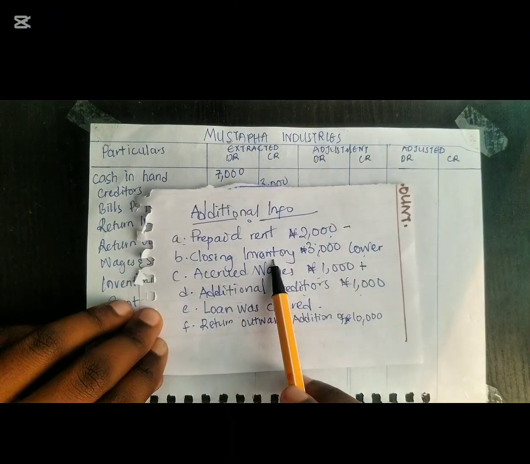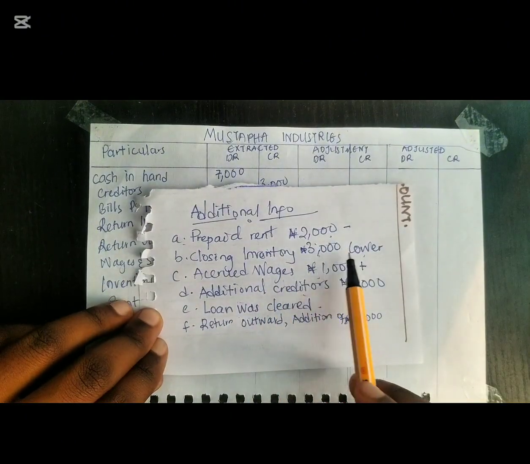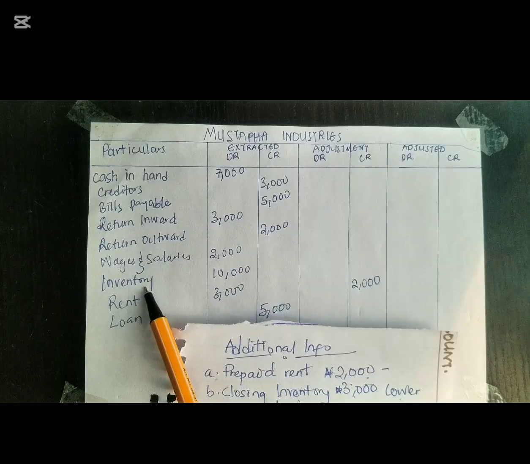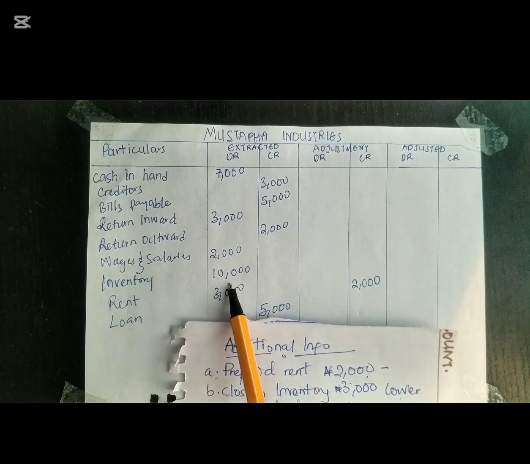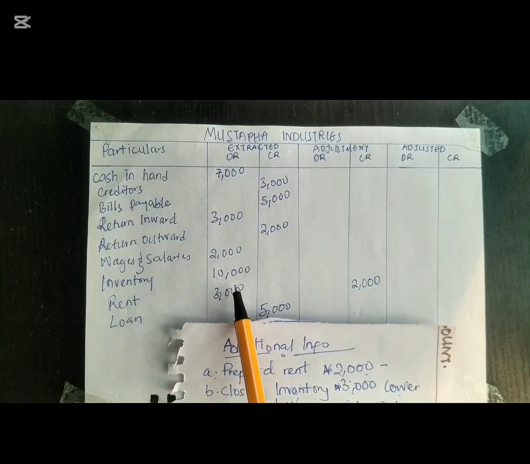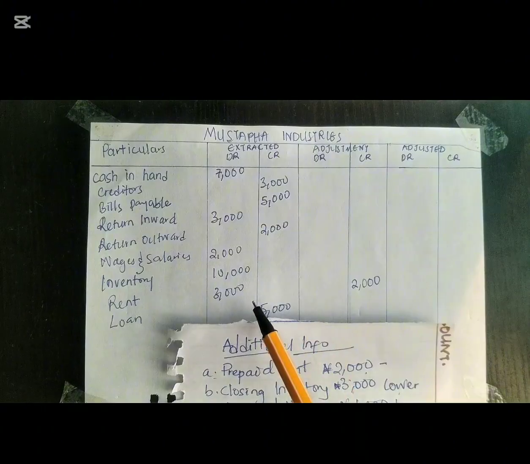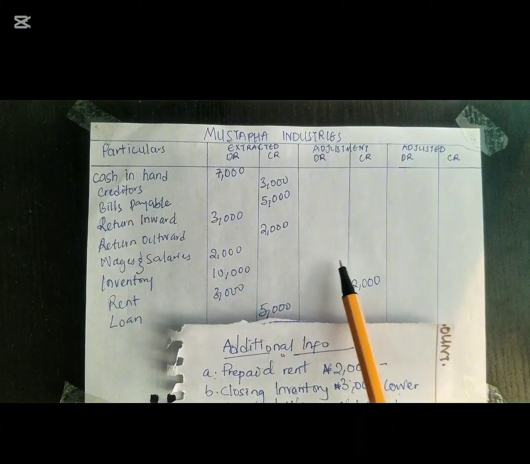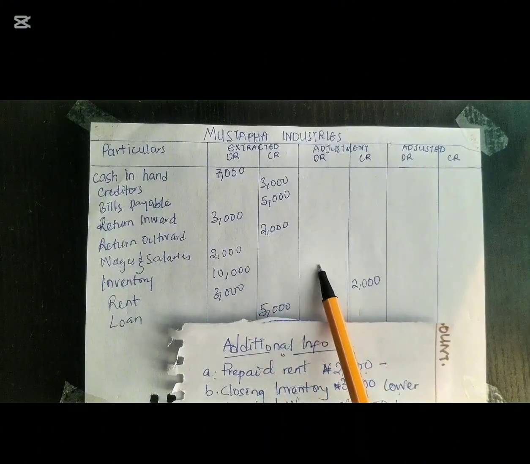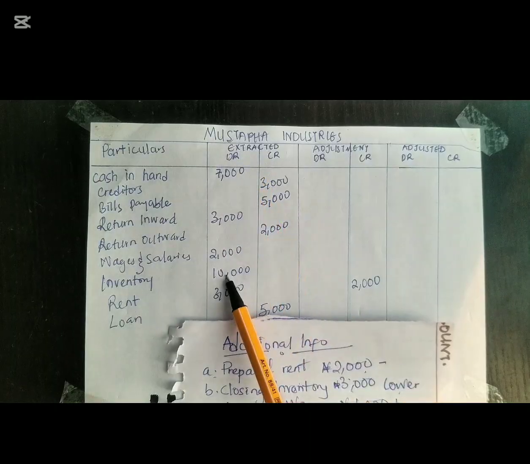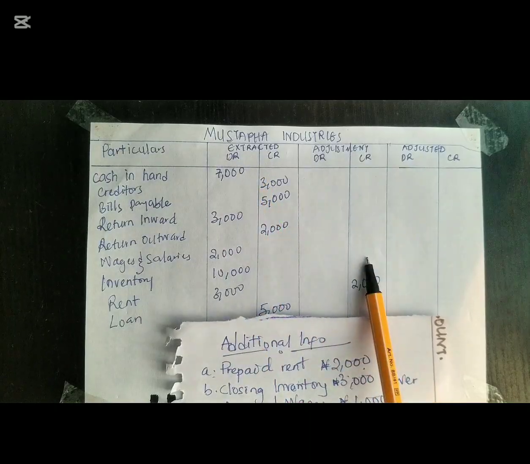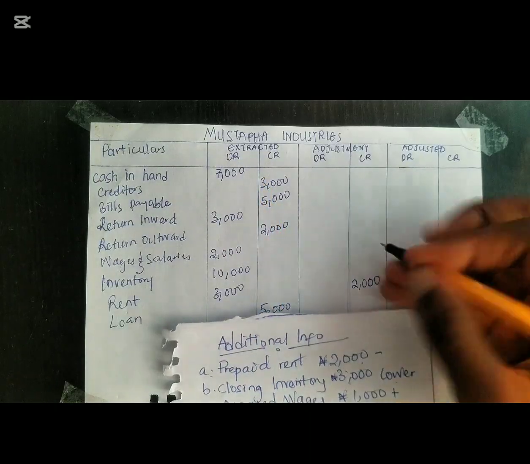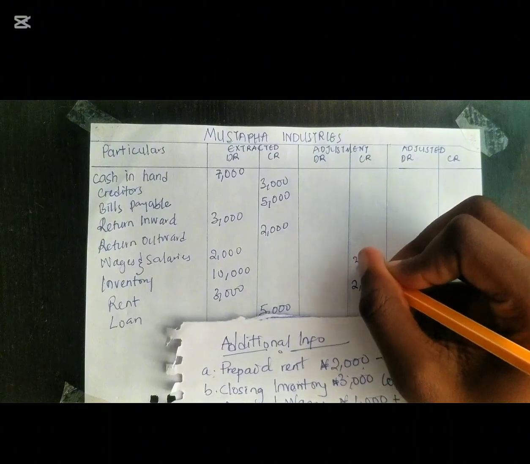Next, closing inventory is 3,000 naira lower. So this closing inventory, this inventory that I said is closing, it's supposed to be what, 3,000 naira lower. So if you put it in this debit side here, that means we are going to be adding 3,000 to this because this is also debited. But if we put it to the credit side, we're going to be subtracting, right? So we're going to put the 3,000 where, here.